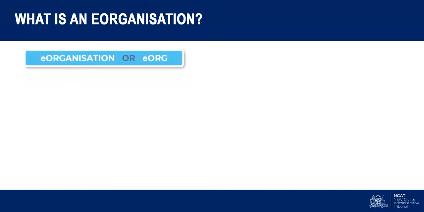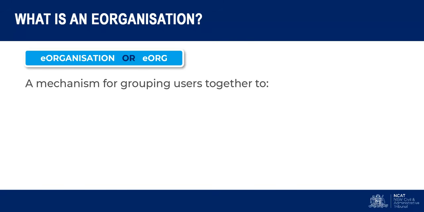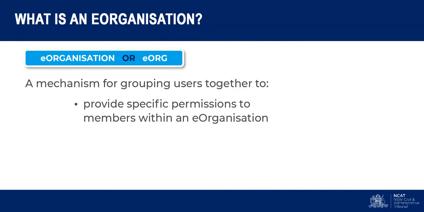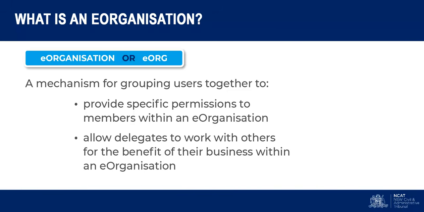Part 3 E-Organizations. E-Organization or e-org is the name given to organizations in the online registry. An electronic organization or e-organization enables a user to replicate the business, company, or other organization structure in an online format. It is a mechanism for grouping users together to provide specific permissions to members within an e-organization, and allow delegates to work with others for the benefit of their business within an e-organization.